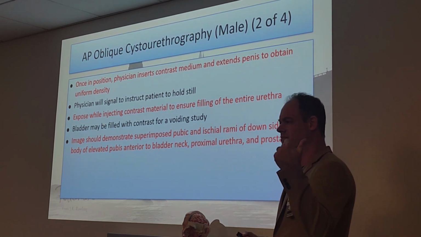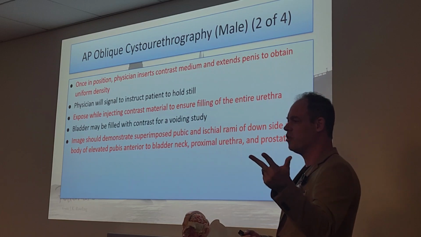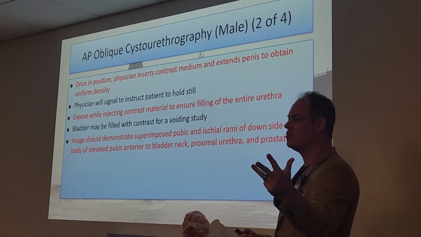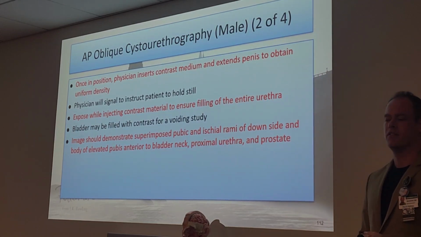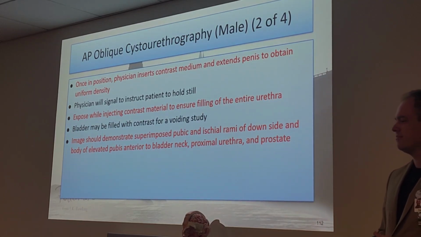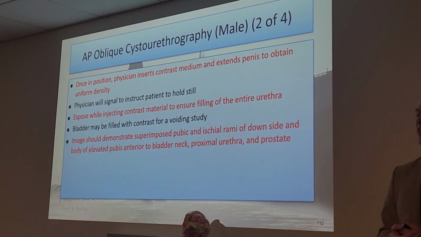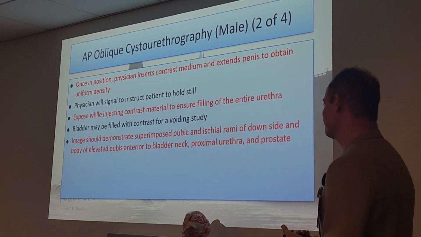Prostatic, membranous, bulbous, and spongy or penile. Four parts. The female urethra is just a short urethra. Very simple. That's it.